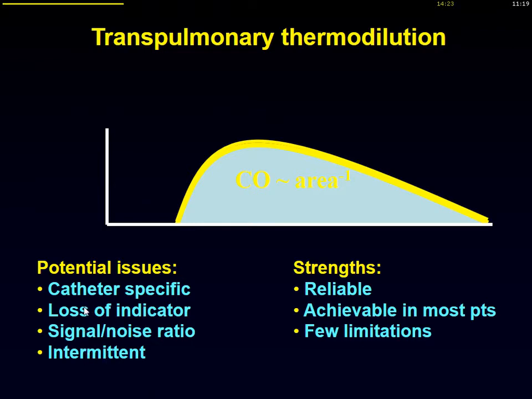And of course, we should be remembering that it is catheter specific. And sometimes we forget to use a good constant in our computer when you use a catheter, when you have several choices there. We need to pay attention to this aspect. Loss of indicator is, of course, very important. We need to ensure it is properly done. Signal-to-noise ratio is sometimes difficult, especially in severely hypothermic patients.